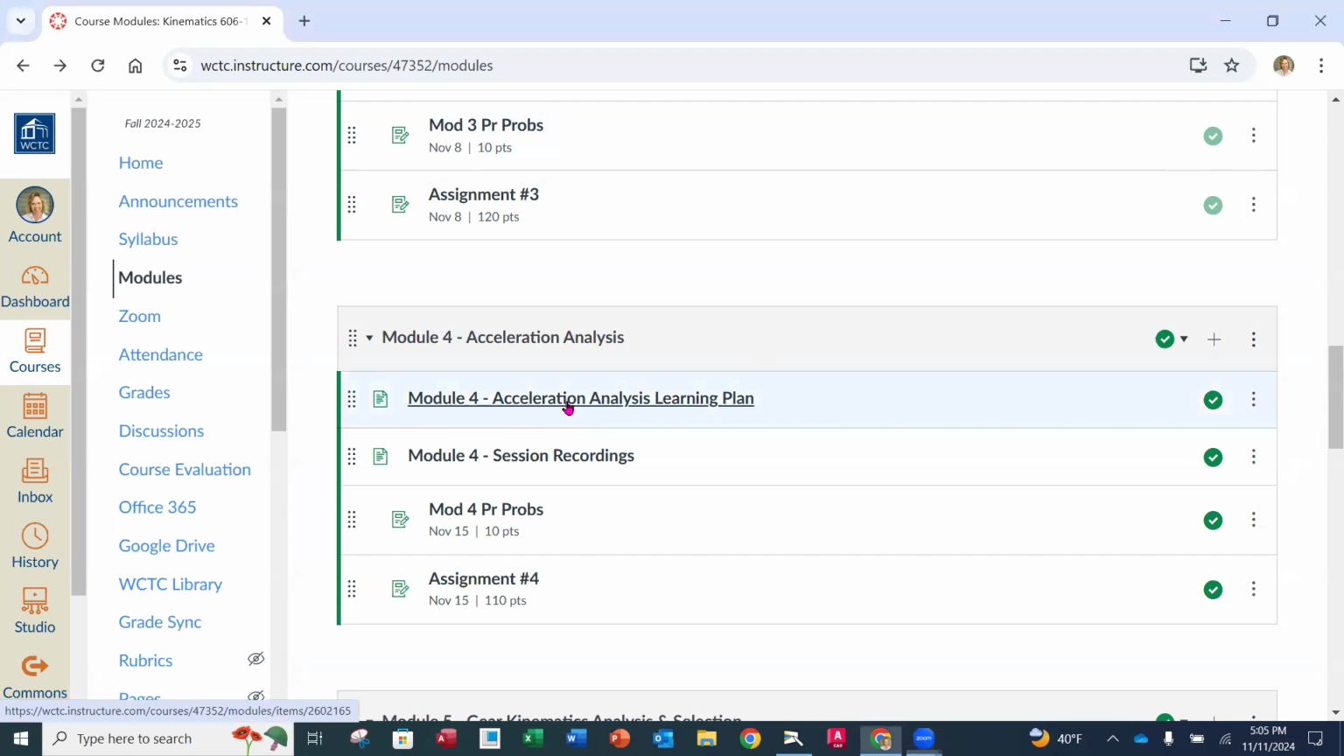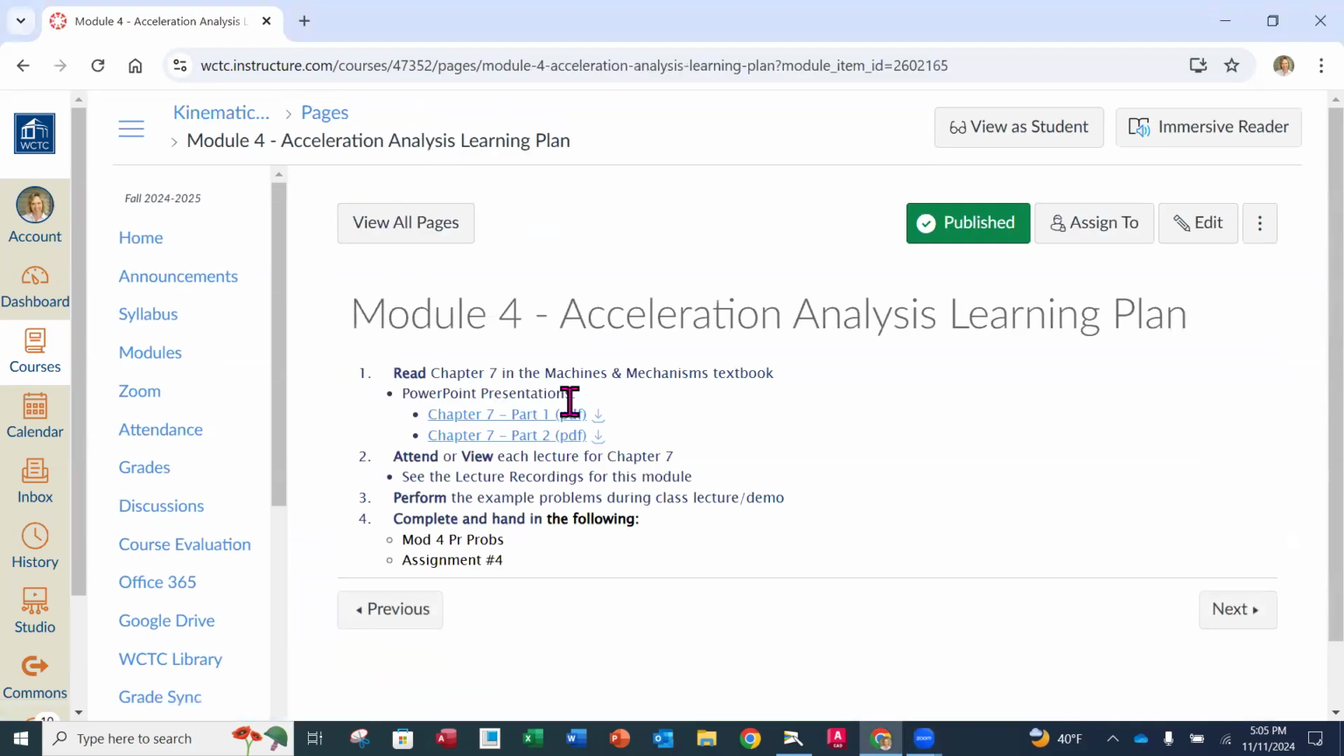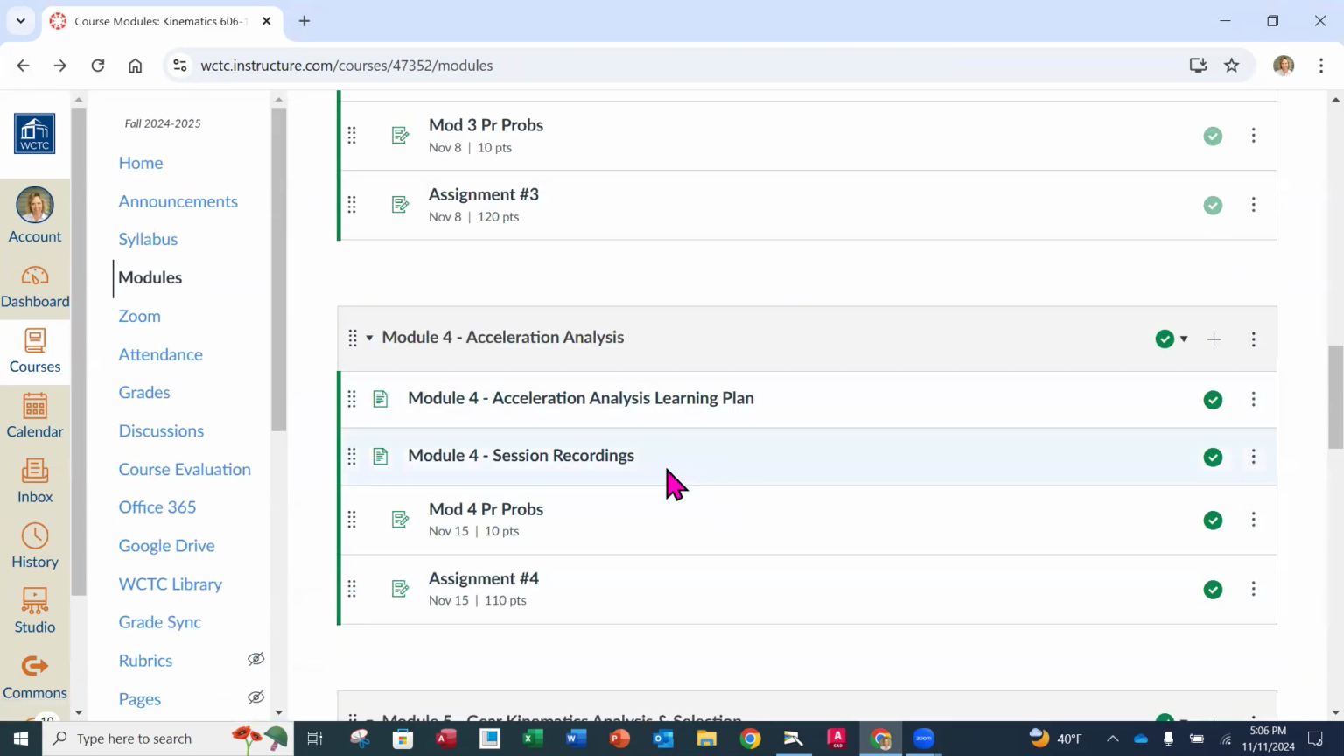If we go to the Module 4 learning plan, you're going to notice that there are 2 PowerPoint presentations. We're going to be looking at the first one this evening, and then the next time that we get together, we'll look at the second one. So I am going to, and might as well, it's worth taking a peek at.